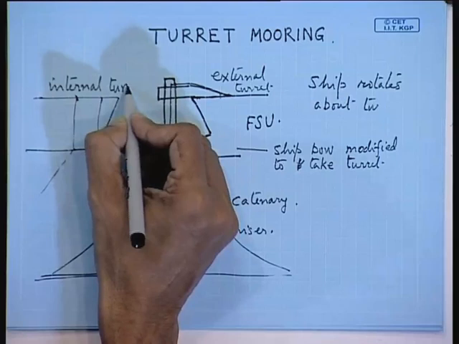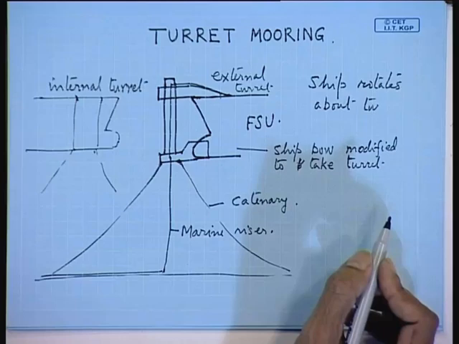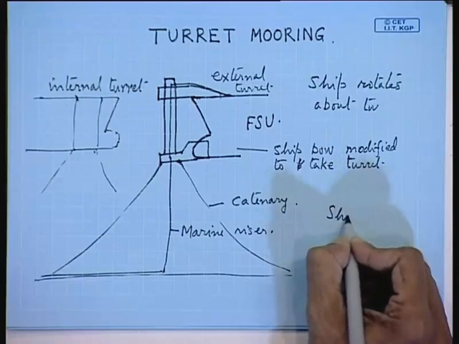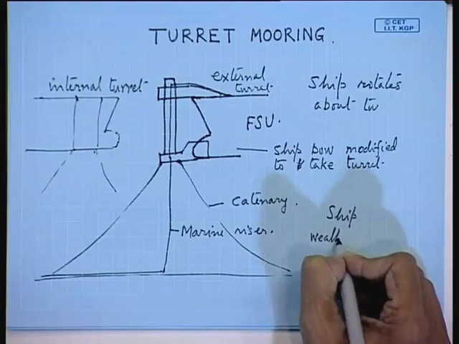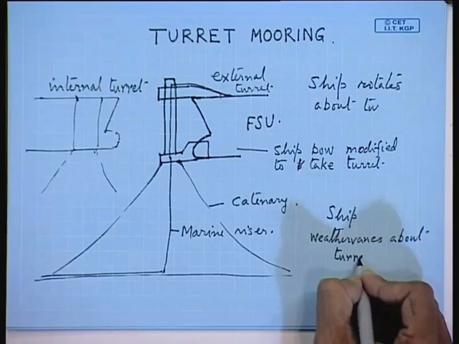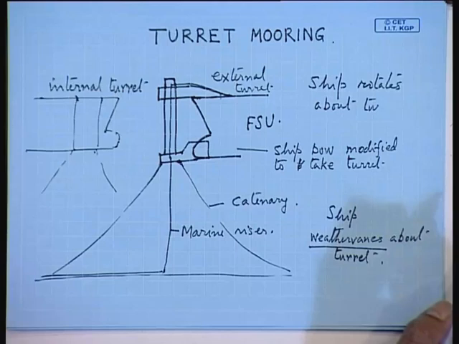Now they might ask you why you go for turret mooring, why not the normal moorings. So what is the reason? The reason is you have a single system about which the ship can revolve or rotate. That is called weather vaning. The ship weather vanes about the turret. So the ship is efficiently able to weather vane about the turret. That is the main advantage of turret mooring.